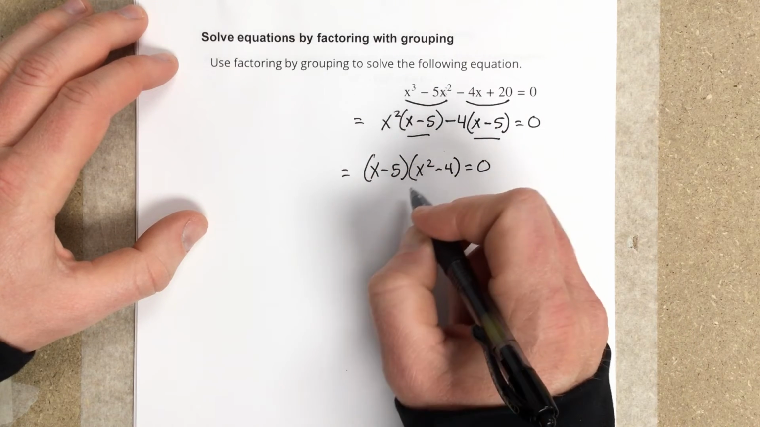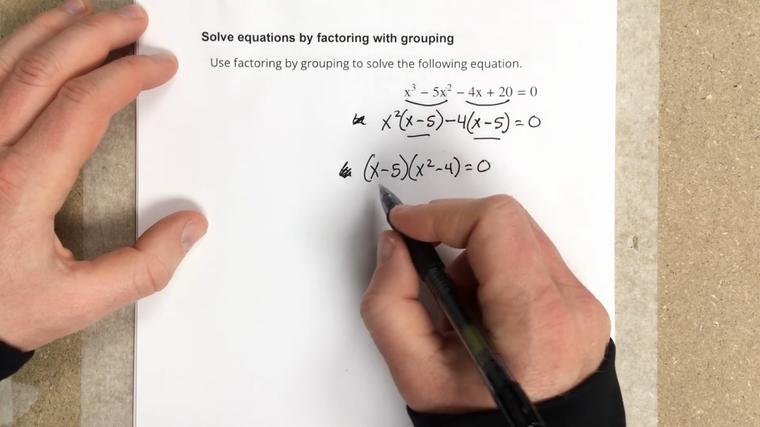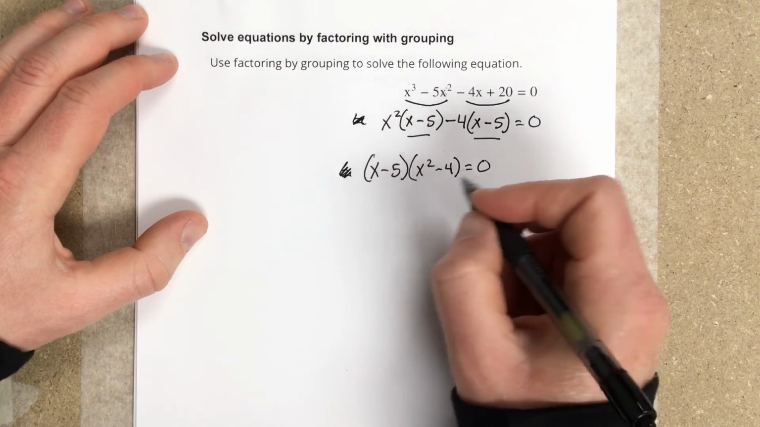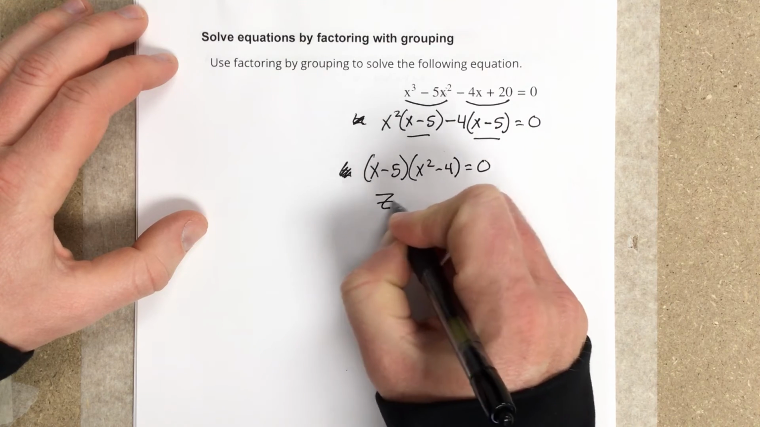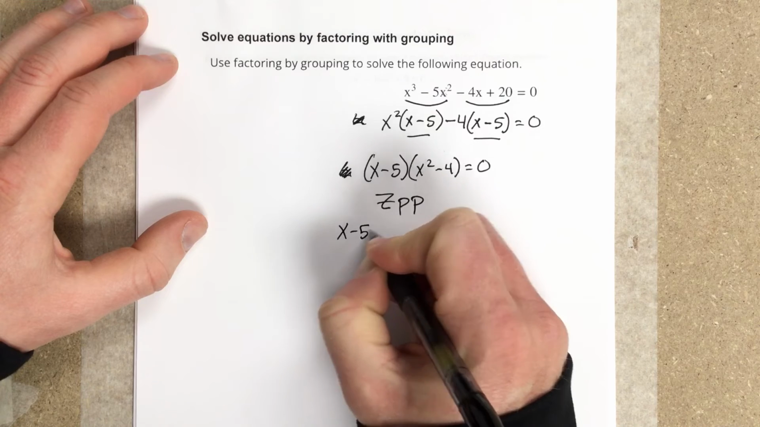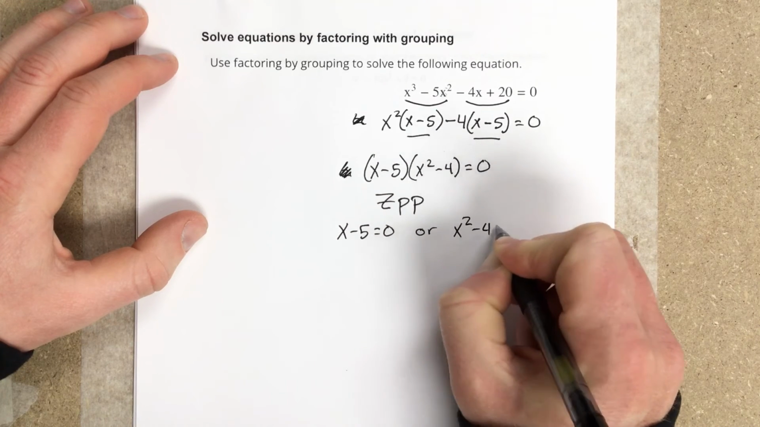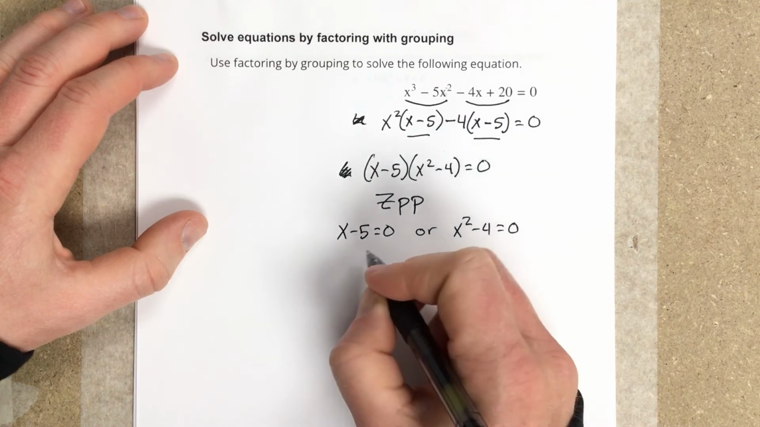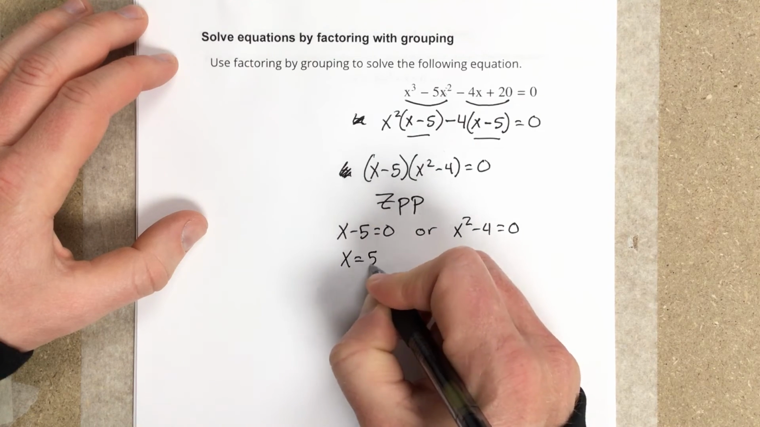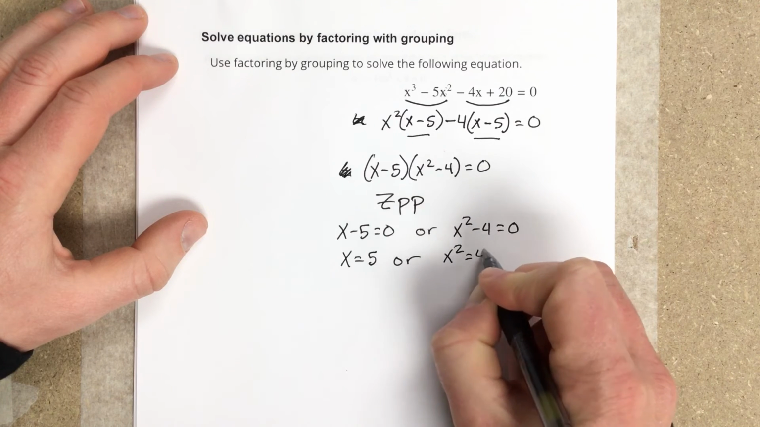So we're going to say that, zero product property. So x minus 5 has to either equal 0, or x squared minus 4 has to equal 0. Add the 5 over, x is equal to 5. Or add the 4 over, we get x squared is equal to 4.